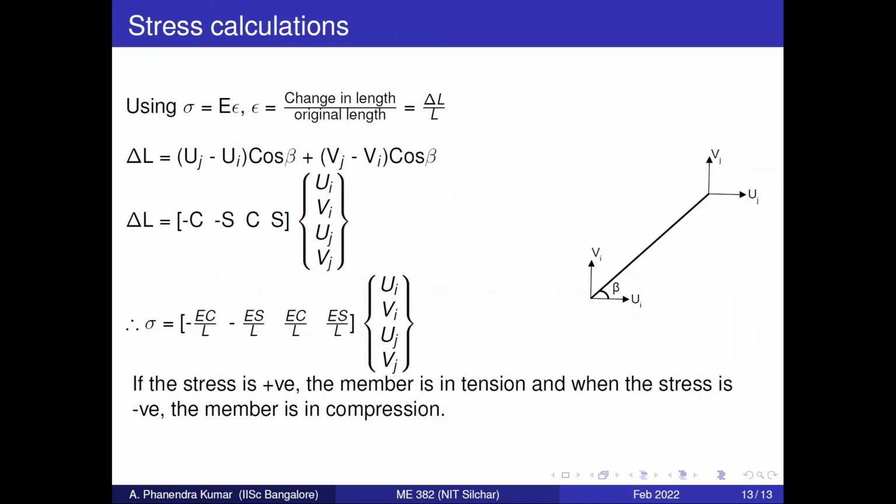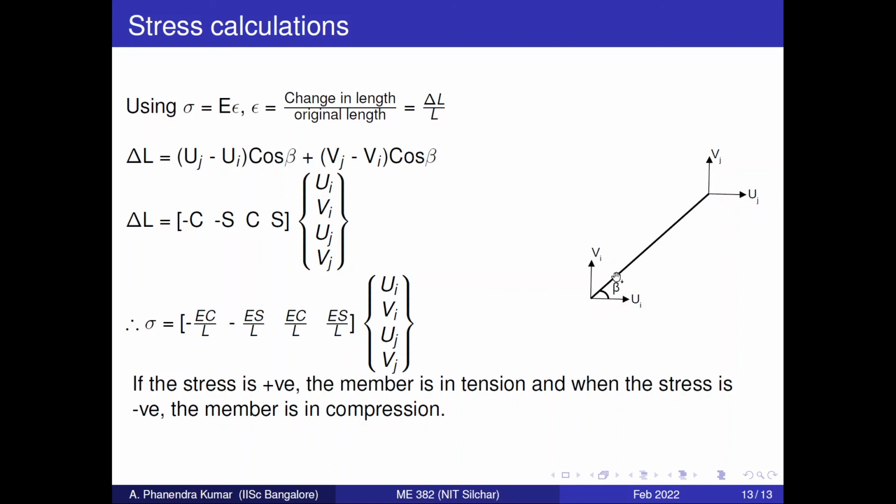So once we know the displacements, we can also evaluate the stresses that will be generated in the member. Let us see how the stresses will be generated. If stress is directly proportional to strain, sigma will be equated as E times epsilon. Epsilon represents the change in length by original length. If you consider an element of a truss, this is node I and this is node J. This is Vi, Ui, Vj and Uj. This angle, let's say, is beta. So this is the displacement that has already occurred in the member, Uj and Ui.